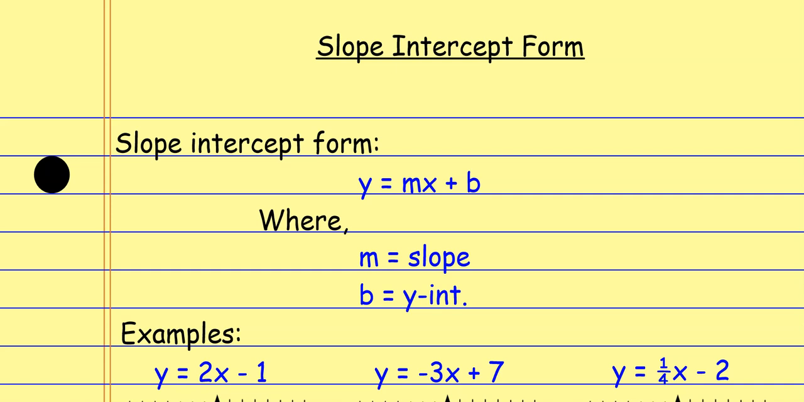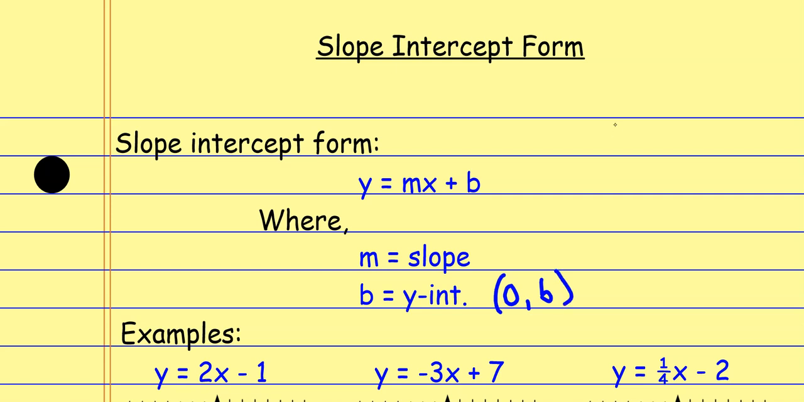This is the one that most students remember. M is still the slope, but now the b value, that's our y-intercept. And keep in mind, we'll always write that as an ordered pair. This would actually be the ordered pair 0, comma b. All right, whatever that value happens to be.